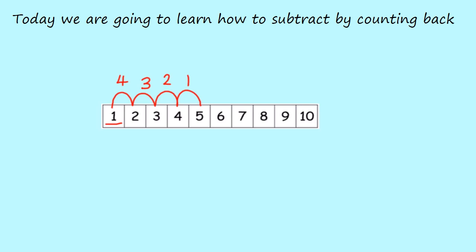I can write that as a subtraction number sentence because counting back is one way to subtract. I started on 5 and I subtracted 4. I jumped back, I counted back 4 jumps. And then the answer was equal to 1. I landed on 1. I am subtracting by counting back.